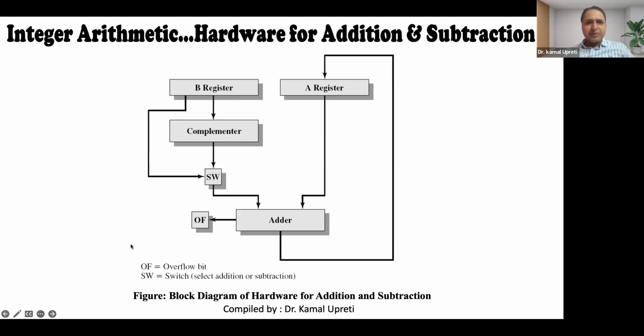Today the first slide is the integer arithmetic hardware for addition and subtraction. In the previous class, we studied two's complement addition and subtraction. But if someone asks how we can perform addition and subtraction on the basis of its block diagram, then how can we process it? So it is a generic diagram.